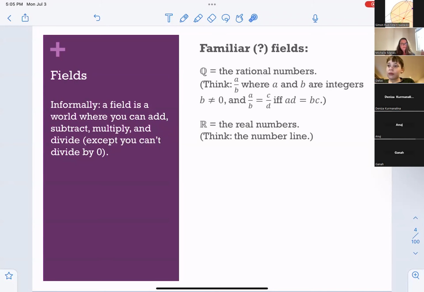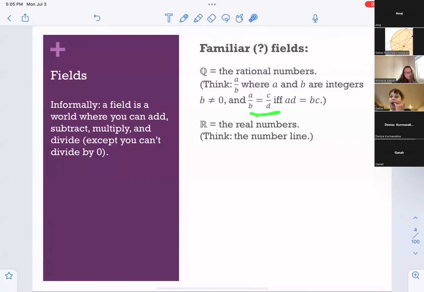So for example, the rational numbers. Everybody knows and loves the rational numbers. So we've just got a over b, where a and b are integers. Of course, b can't be 0. And I have this kind of equivalence relation. I know what it means for two fractions to be equal, right? Like a half equals 2/4.